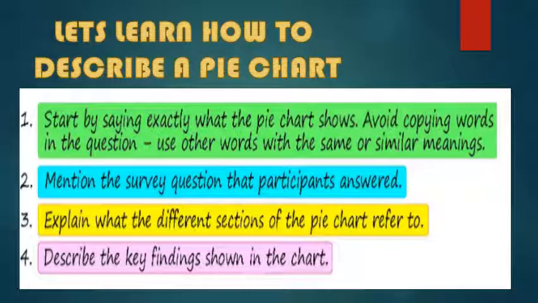When you describe a pie chart, you have to start by saying exactly what the pie chart shows. You have to avoid copying the words in the question, and you can use words with the same or similar meanings. The second important thing is that you have to mention the survey question that participants answered. You also have to explain what the different sections of the pie chart refer to and describe the key findings shown in the pie chart.